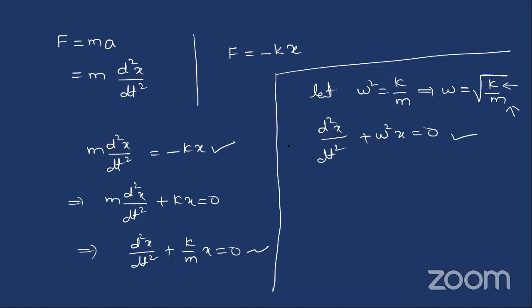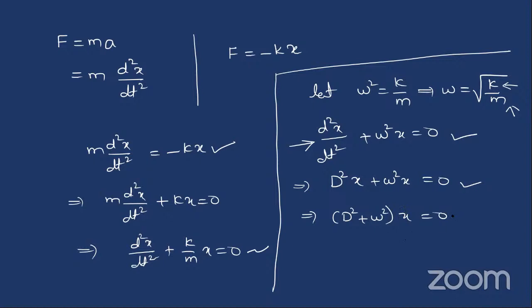From a mathematical point of view, this is a simple second order linear differential equation with constant coefficients. In operator form, we can write it as d square x plus omega square x equals 0. Remember, in this differential equation, x is the dependent variable and t is the independent variable. You can also write it in the familiar way: d square plus omega square into x equals 0.